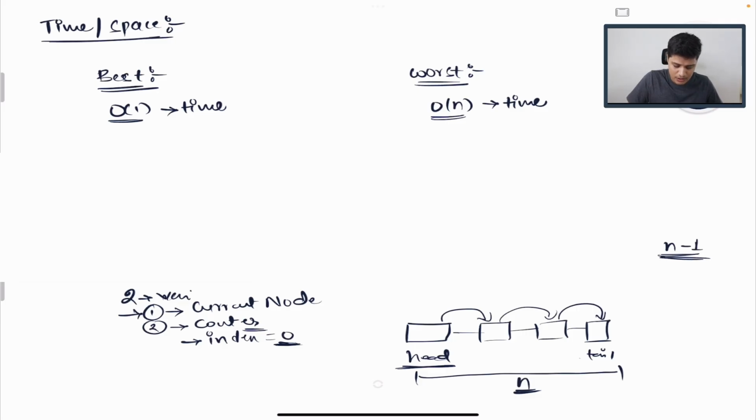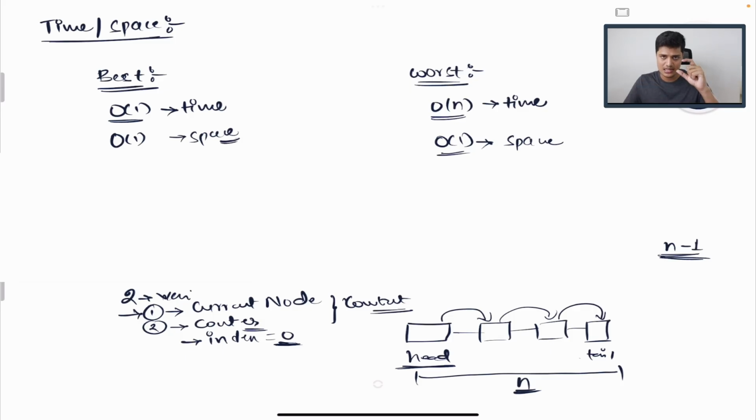We know these two variables will take a constant amount of memory. So even if it is the best case or worst case, the same variables will be reused. As a result, be it best case or worst case, the space complexity will be order of 1 only. Why? Because we are simply using the same current node and counter variables for keeping track of the next node that we are processing and the index that we are currently processing.